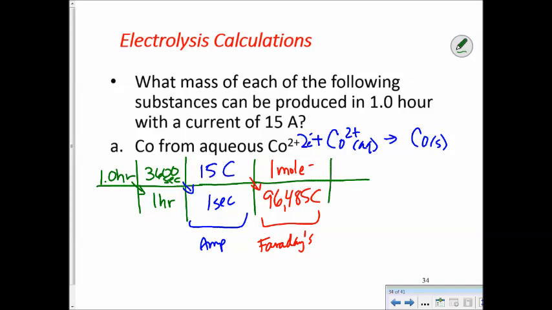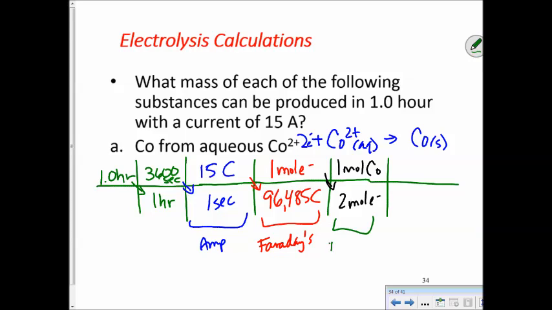Then what do we do? The balanced reaction now, so we have 2 moles of electrons going to 1 mole of Co, the solid, our analyte here. And last but not least, we get this information from our reaction. And last but not least, we have 1 mole of cobalt equals how many grams? 58.93.